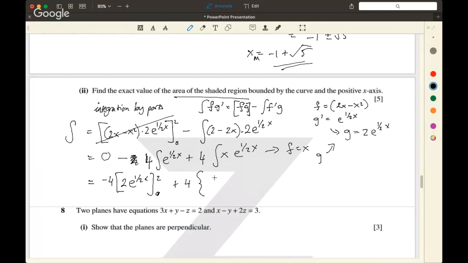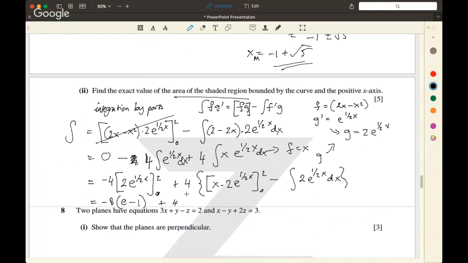So this gives me x times 2 e to the 1/2 x between 0 and 2, minus the integral of 2 e to the 1/2 x dx. I should be writing dx here all the time. That's just me being terribly sloppy. And so this is us just having done integration by parts again. And the second time, our new f was x, so f prime was just 1. And so this is equal to minus 8 times e to the 1/2 times 2, which is just e. E to the 0 is 1.